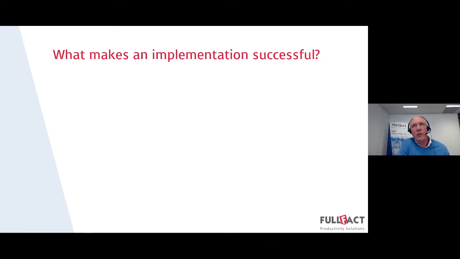What makes an implementation successful? We had a survey with customers where we installed the software and they were using it already quite a while. The first thing that was important is the culture. It has to be accepted in the organization, it has to become a way of thinking. It has to be in a person. When they come to work, they have to think about OEE.